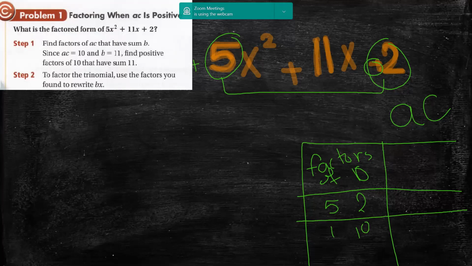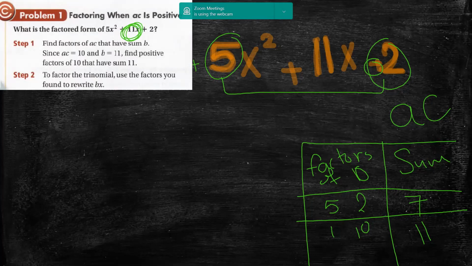Now, I want to add them. What are the summations of these two pairs of factors? 5 plus 2 is 7. 1 plus 10 is 11. I need the summation to be 11. Look at here, we have 11x. So which are the two factors that if you add them, I get 11? They are 1 and 10. By now, is it clear?